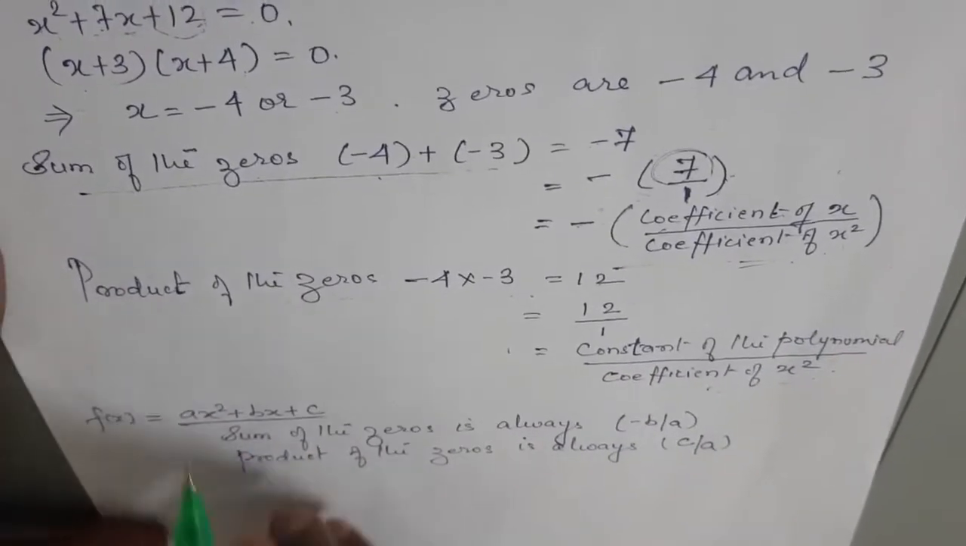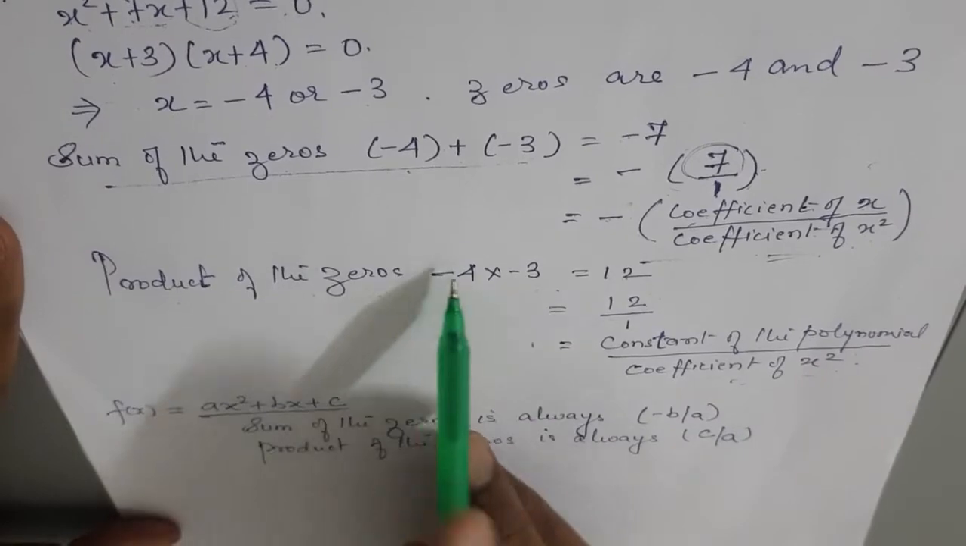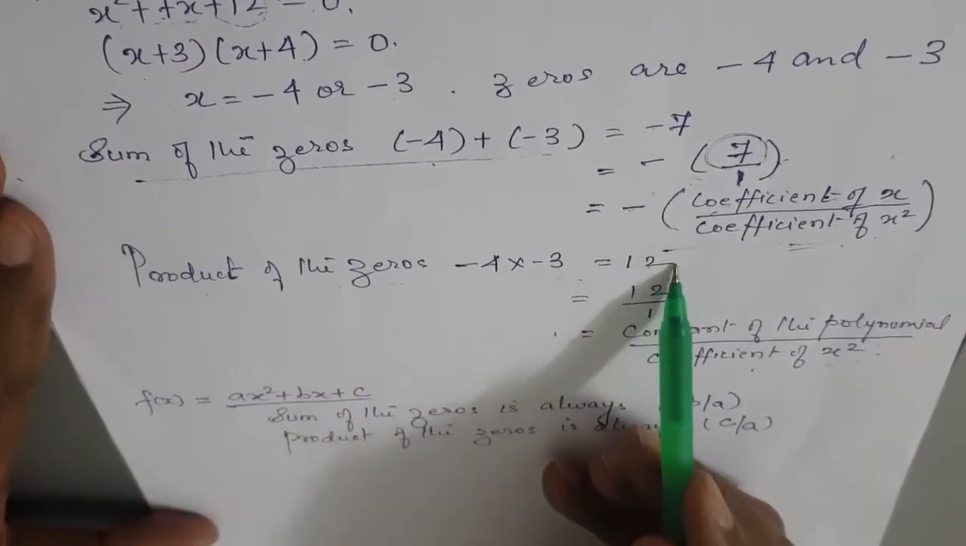Now next we'll see what happens with the product of the zeros. Product of the zeros will be minus 4 into minus 3, that is equal to 12.